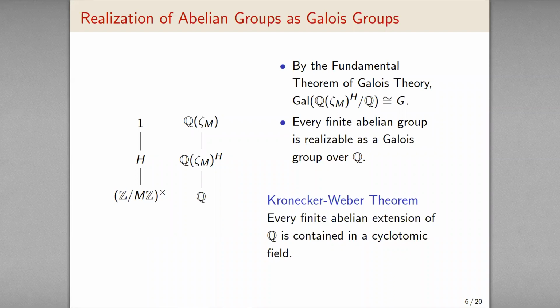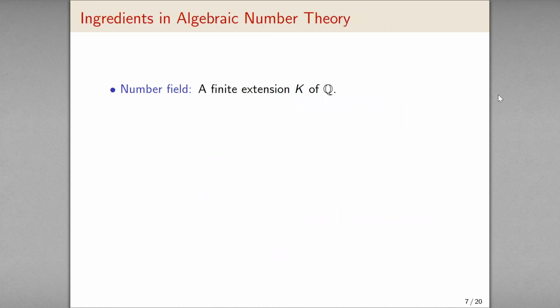It states that every finite abelian extension of Q is contained in a cyclotomic field. Here, an abelian extension is just a Galois extension whose Galois group is an abelian group. We can now move over to algebraic number theory, and we start by giving some definitions.